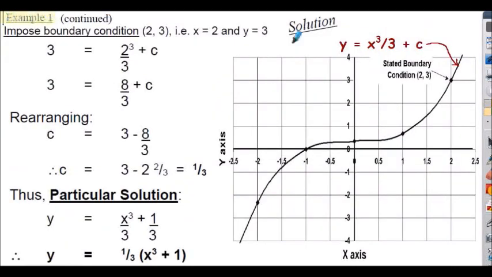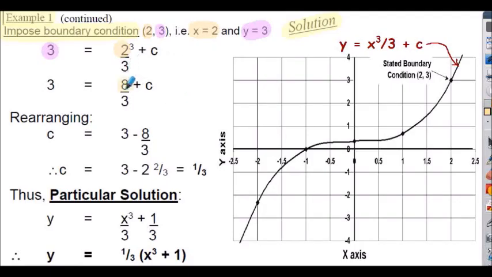Example 1, solution continued. Now we're going to impose what's termed a boundary condition here. Often it's called an initial condition; I've used the term boundary condition here. We're given in the question x equals 2, y equals 3, stated here. So essentially we're now going to generate a simple equation and solve for the constant c, inserting the value for y on the left hand side and x on the right hand side, then rearranging the equation to solve for c.